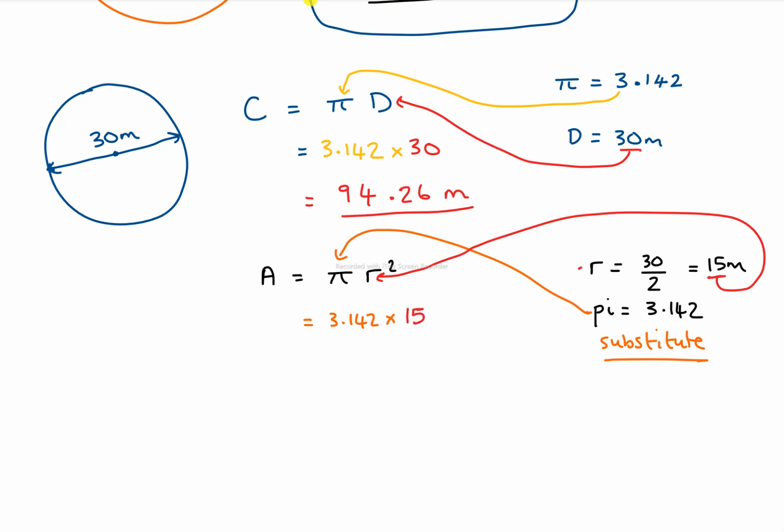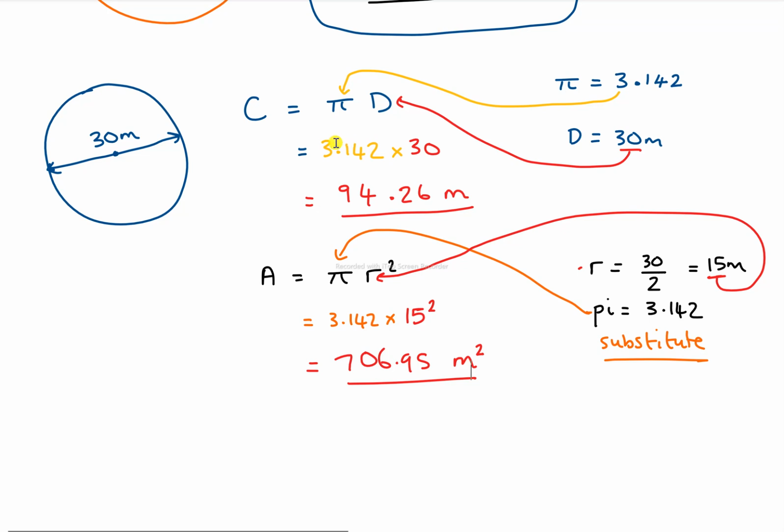15 squared. Right, we can do it that way, or 15 times 15. It's up to us, yeah. I can do 15 squared or 15 times 15. It doesn't matter. Let's do that on the calculator. 3.142 times 15 squared equals a big number. 706.95. What are the units? The units are meters squared. Area is always measured in square meters.